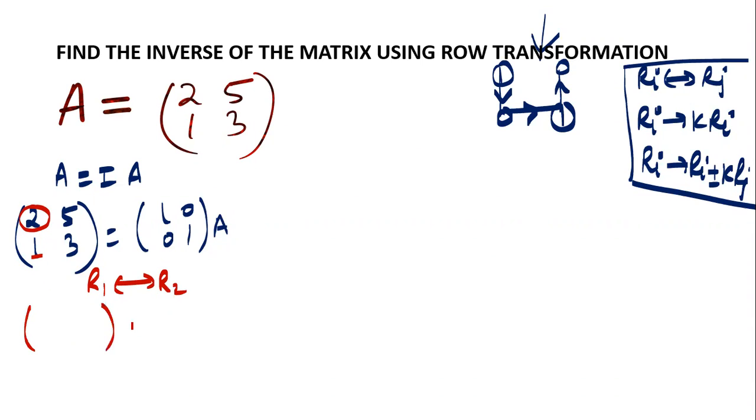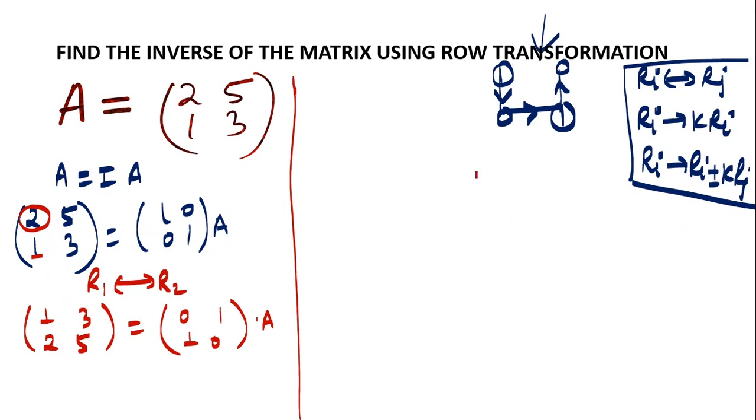Main point is we can do the operations only in rows. Write down R2 in place of R1 and write down R1 in place of R2. Same we will do in RHS. 0, 1, 1, 0.